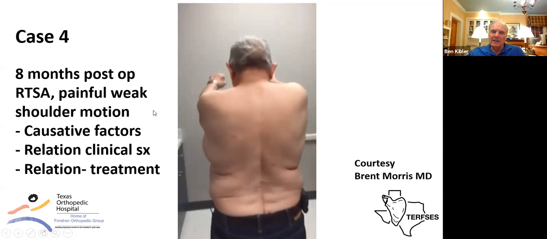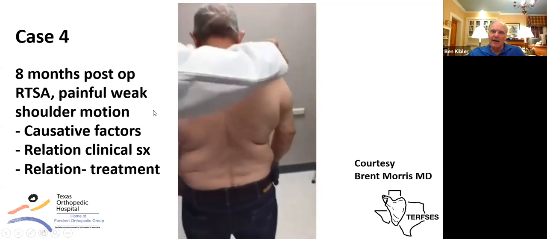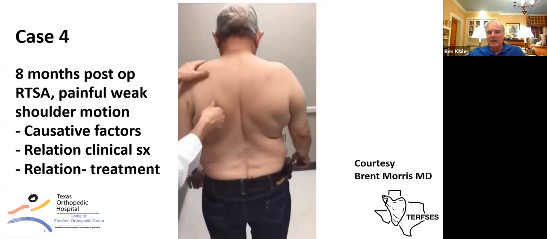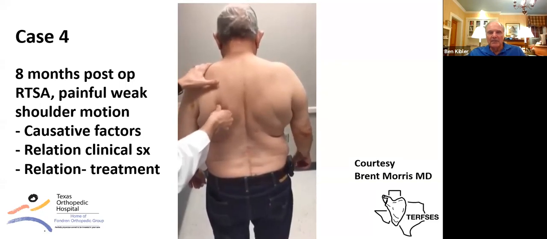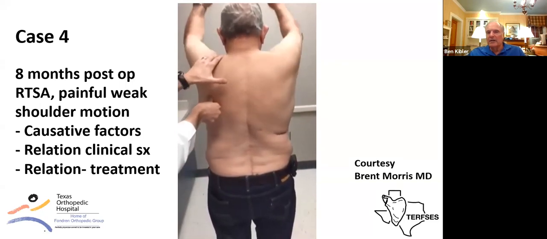So he very definitely, his deltoid is not working at all or cannot work off of that. Once again, remember, this is a fulcrum. You've got to stabilize the base to allow the deltoid to work. And now the deltoid can work.